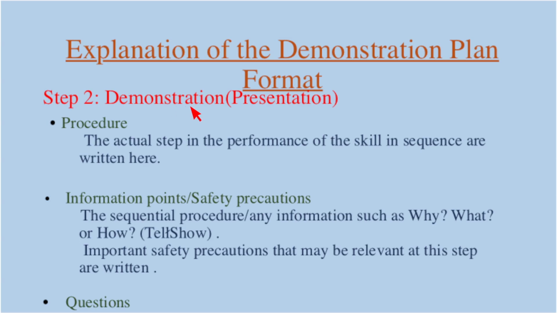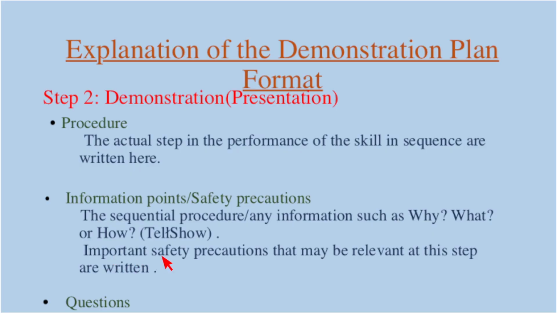Then next, in the demonstration section, first is the procedure, that is the actual steps you have to do for this skill, which have to be mentioned in a sequential order. Then next is the information points or safety precautions. The sequential procedure or information gives the details of why, what and how, for what purpose you are using this skill, and what the skill is and how you are going to do that skill, that you have to show, you have to imitate.